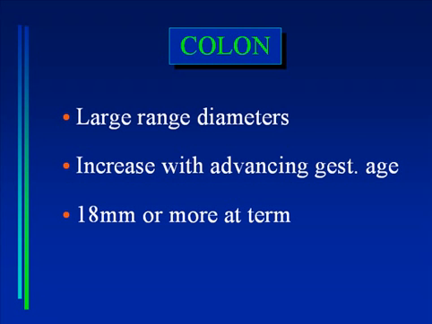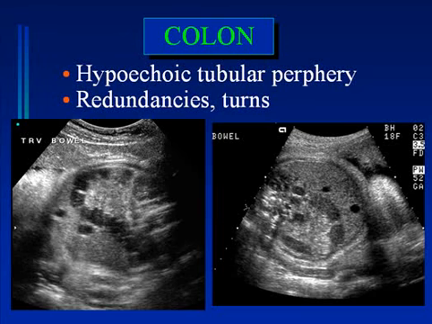Like the stomach, the colon normally increases in size with advancing gestational age, and it can measure quite large, 18 millimeters or more in the term fetus. It is said that the colon is located around the periphery of the fetal abdomen, whereas small bowel loops are located inside the fetal abdomen, more in the central portion. But in fact, the colon has redundancies and turns in the fetus, just like it does in the adult. And so sometimes one of these loops of colon can traverse right through the middle of the fetal abdomen.